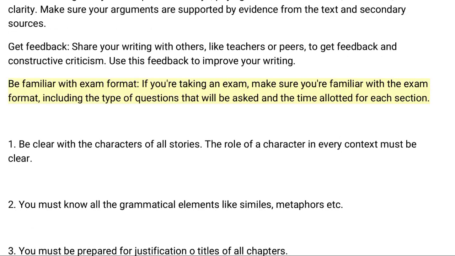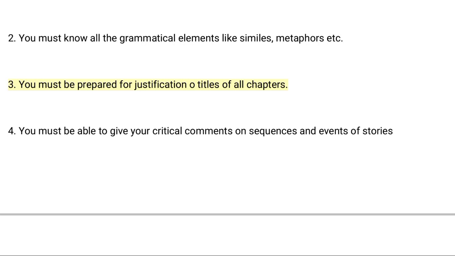Be familiar with exam format. If you're taking an exam, make sure you're familiar with the exam format, including the type of questions that will be asked and the time allotted for each section. 1. Be clear with the characters of all stories. The role of a character in every context must be clear. 2. You must know all the figures of speech like similes, metaphors, etc. 3. You must be prepared for justification of titles of all chapters. 4. You must be able to give your critical comments on sequences and events of stories.